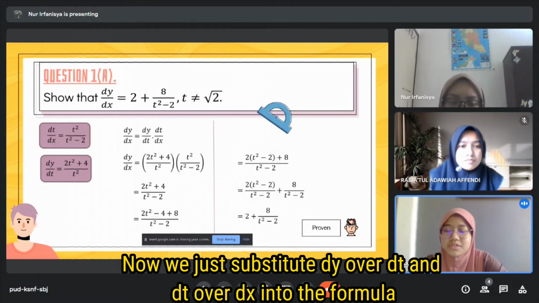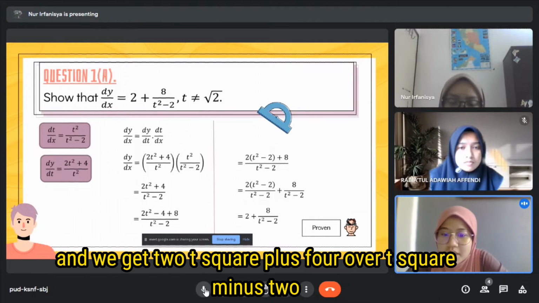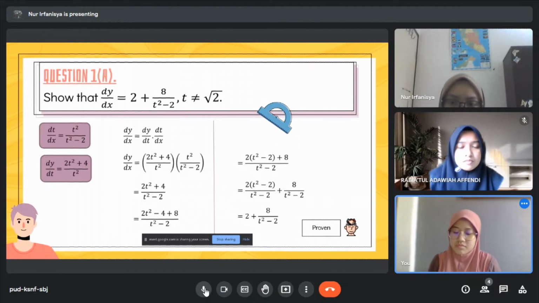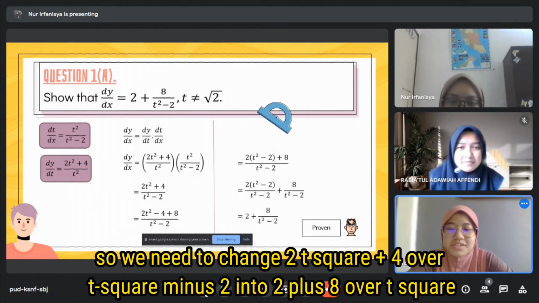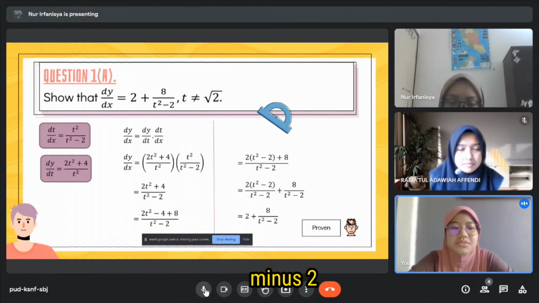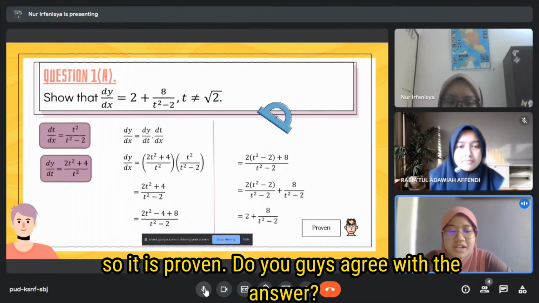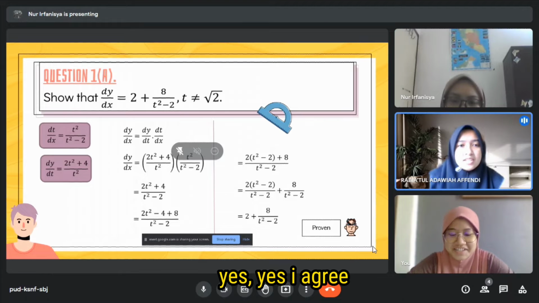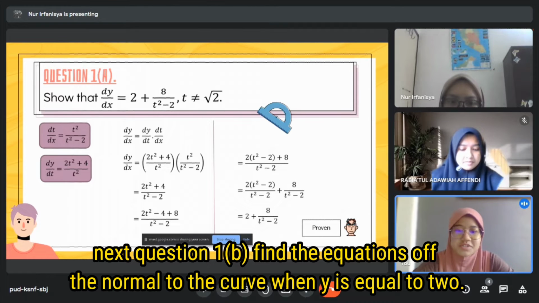Now we just substitute the values of dt over dx and dy over dt into the formula, and we get dy over dx equal to 2t square plus 4 over t square minus 2. But the question asks to show that dy over dx equal to 2 plus 8 over t square minus 2. So we need to change 2t square plus 4 over t square minus 2 into 2 plus 8 over t square minus 2. So it is proven. Do you guys agree with the answer? Yes, I agree.